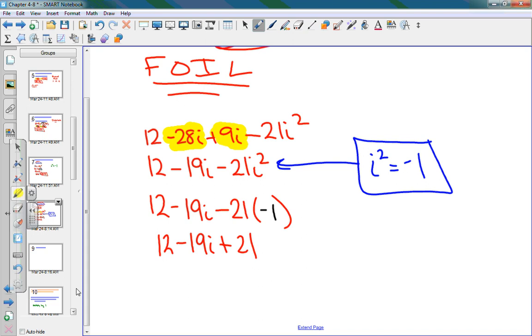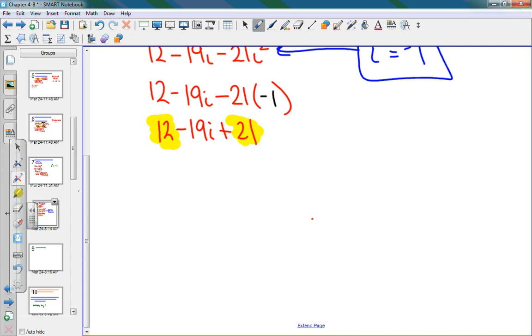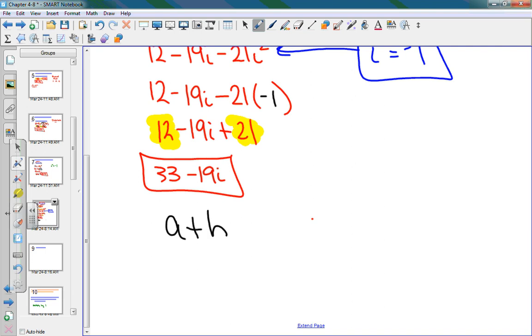And now I have like terms again. And that's going to give me 12 plus 21 is going to give me 33 minus 19i. And I like that. Why do I like that? Because it's in the form of a plus bi. That makes me happy. If you want to do the plus or minus, same concept there.